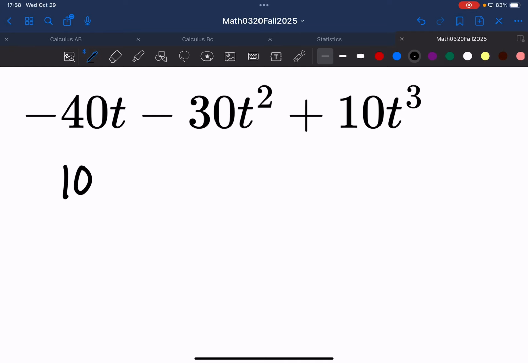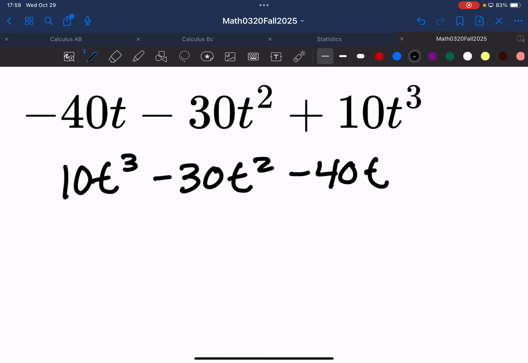So 10t cubed, and then what would be next? Minus 30t squared, and then the minus 40t. So this is now in order from greatest exponent to least exponent. And then we have to see, can we take out a GCF from this whole thing? 10t. Good, 10t. And remember, GCF means you're looking at all the numbers first.